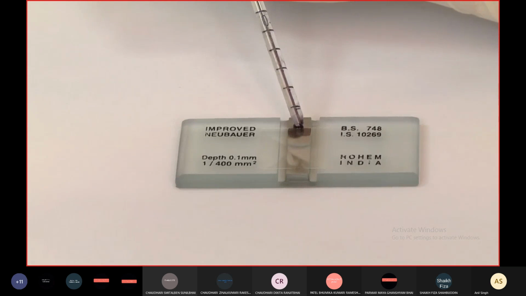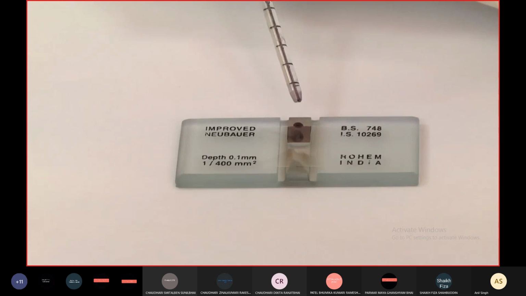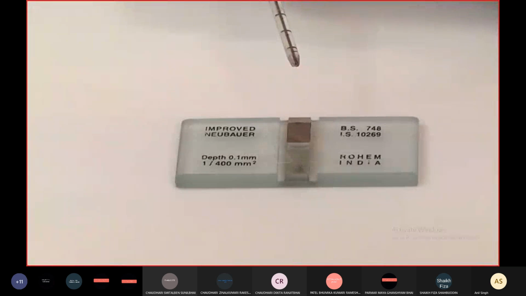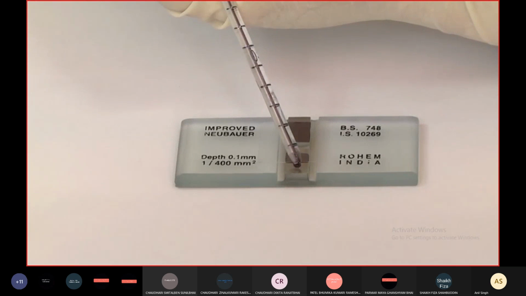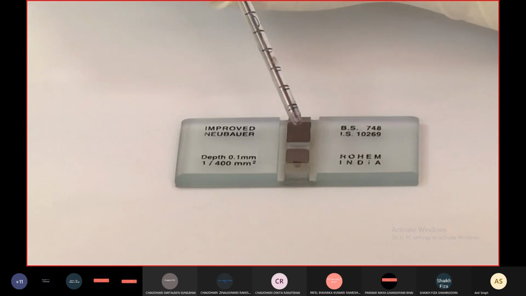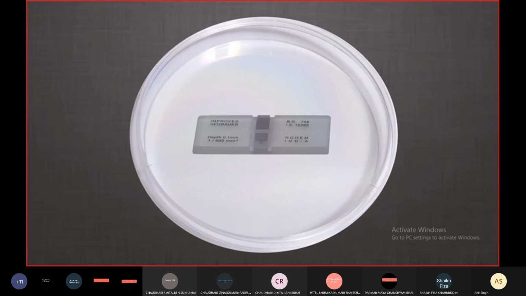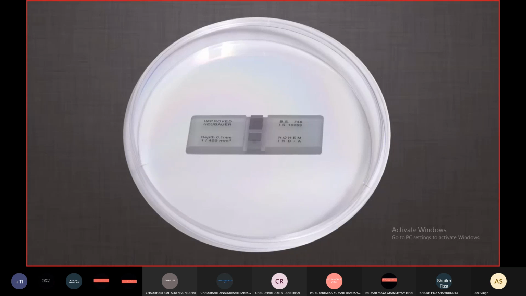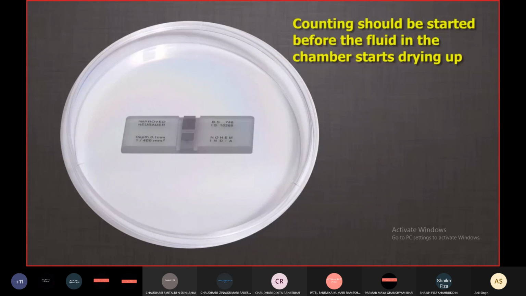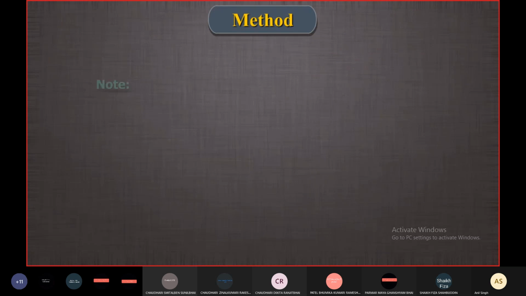Charge the counting chamber by allowing a small drop of fluid to form at the tip of the pipette and gently bringing it into contact with the edge of the cover slip that is already placed on the chamber. 4. After charging the chamber, keep it in a moist Petri dish for 20 to 30 minutes to allow platelets to settle down. Counting should be started before the fluid in the chamber starts drying up. Moistened filter paper or cotton prevents evaporation of diluted specimen while standing.